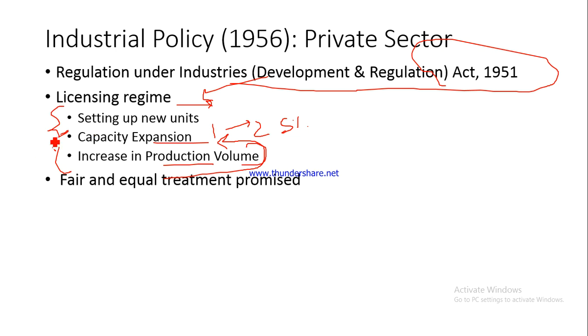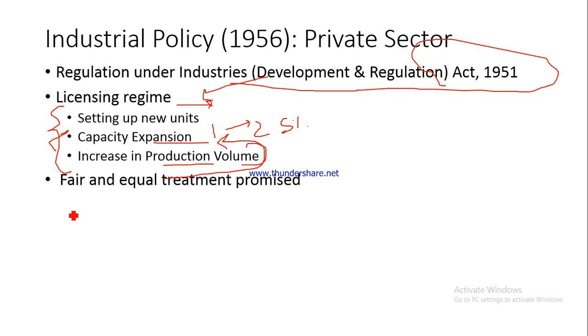Now it was also promised in the Industrial Policy 1956 that the private sector would be treated at par with the public sector. There would be no discrimination against the private sector enterprises. The treatment meted out to them would be the same as the one meted out to public sector enterprises. There would be no 2 different policy frameworks, 2 different sets of rules and regulations for private and public enterprises.